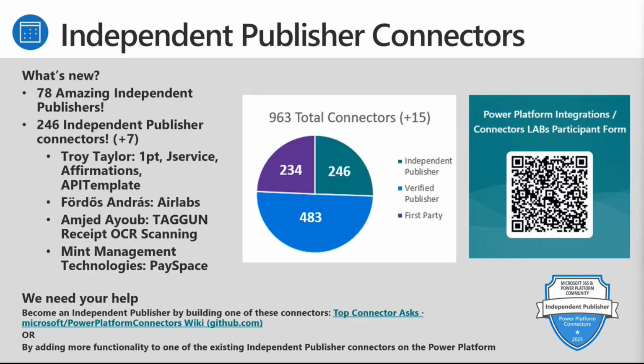Now, if we switch gears back over to updates, we are now at 963 total connectors, which is 15 more since 2 weeks ago. That's more than one a day. We are only a third through our 6-month goal between January and June, but we are 2/3 to our goal in terms of quantity of connectors, much due to the contributions of community members like yourself. We are now at 246 independent publisher connectors, which has surpassed the quantity of internal-made first-party connectors. 78 amazing publishers with 7 new ones since 2 weeks ago.